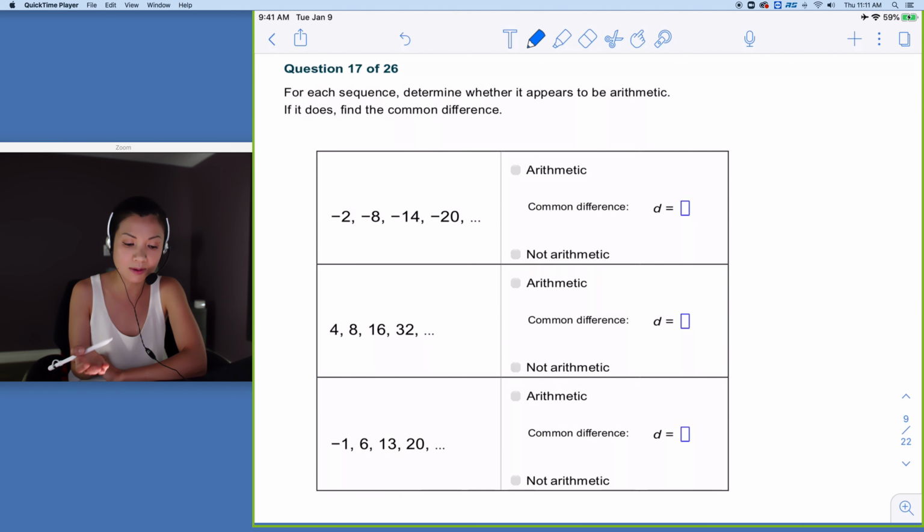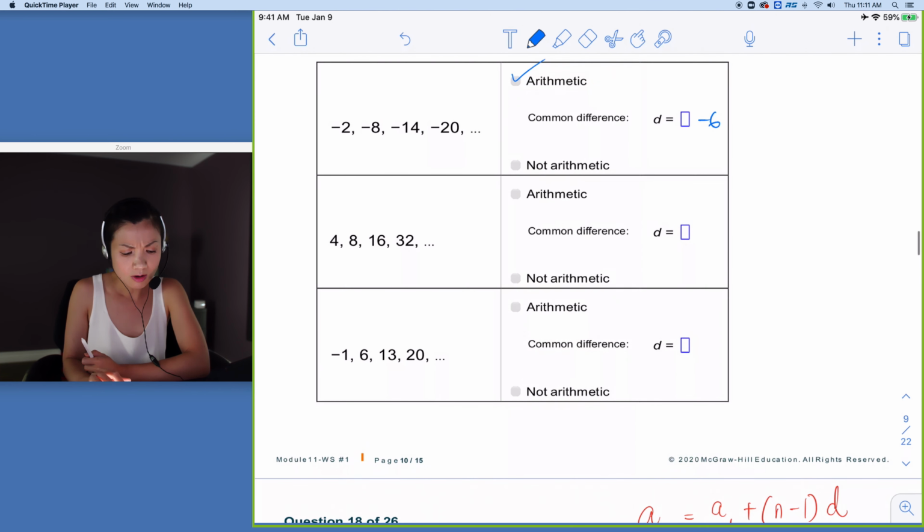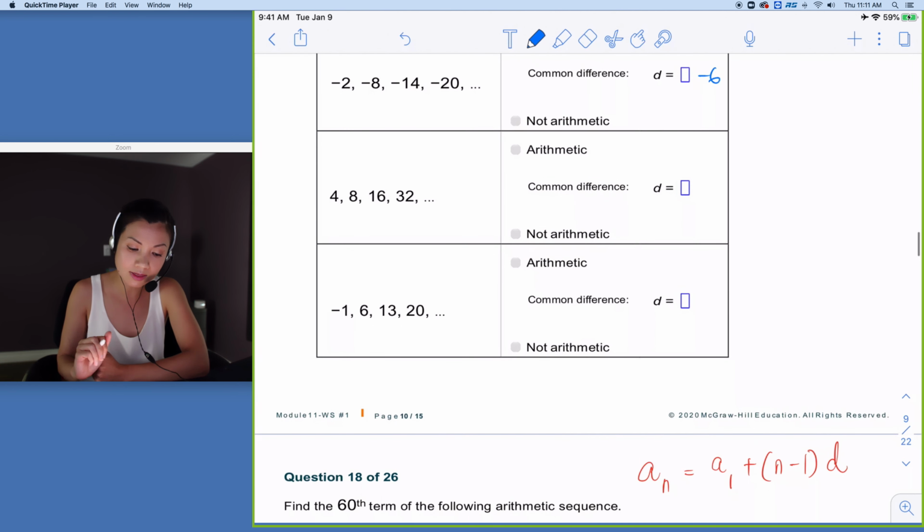Adding negative 6, I'm going to get negative 20. So this is in fact arithmetic, and D is going to be negative 6. Okay. Now, how do we get from 4 to 8, 8 to 16? You see that we multiply by 2, by 2, by 2. So this is not arithmetic. For arithmetic, we have to add, not multiply.